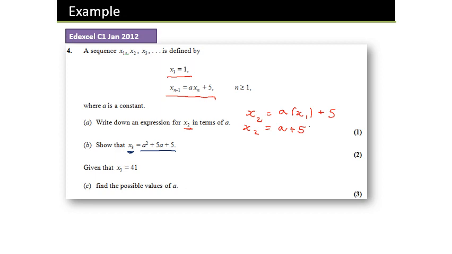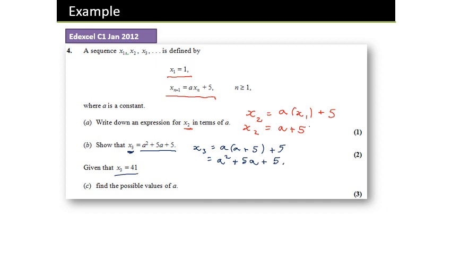For part B, show that x3 is a squared plus 5a plus 5. So this is going to be a lots of the previous term plus 5, and then all we need to do is expand and simplify to what we've got.